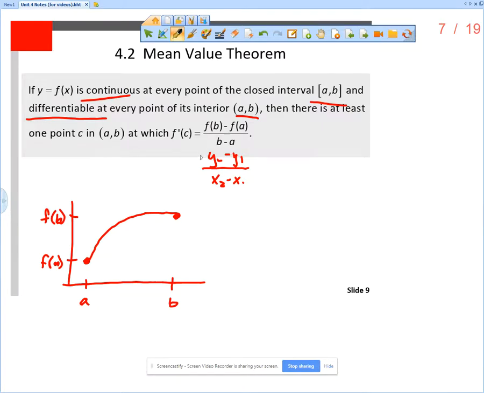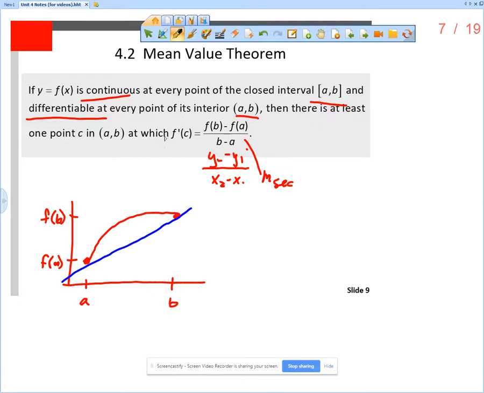And so, really, f of b minus f of a over b minus a is the slope of the secant line. So write yourself a note. That is the slope of the secant line, or in other words, it is just the slope of the line connecting the points at a and b. So that's what the right side of the equation means.